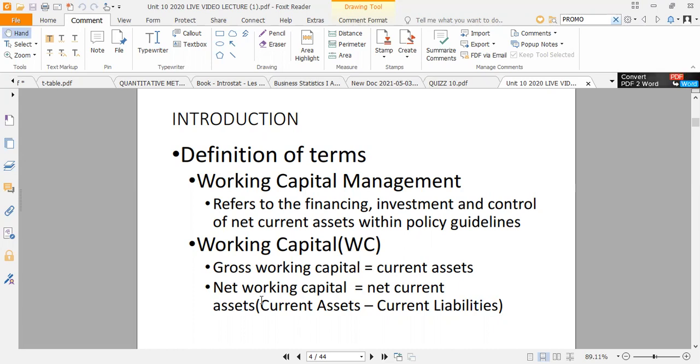And we also have what is called the net working capital, which is the difference between the current assets and the current liabilities. So gross is before we deduct the current liabilities. So working capital has been presented in two forms: the gross, that is just the current assets themselves. Then when we remove the current liabilities, it becomes the net working capital.